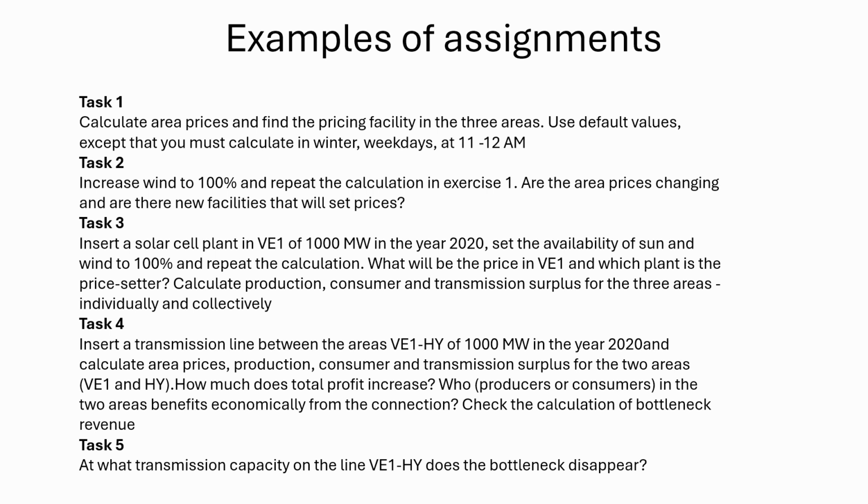And finally, you should calculate the bottleneck income and compare this with the income that is calculated in the model. In task 5, you should calculate and find out the capacity of the transmission line between VE1 and HY that assures that there is no bottleneck. The bottleneck should disappear at this capacity level.